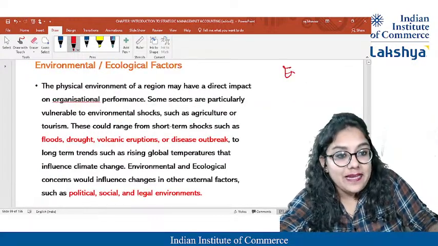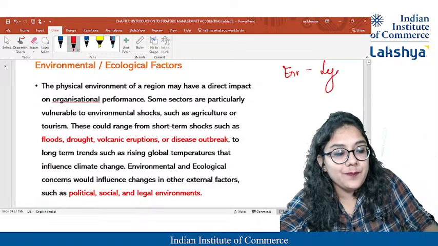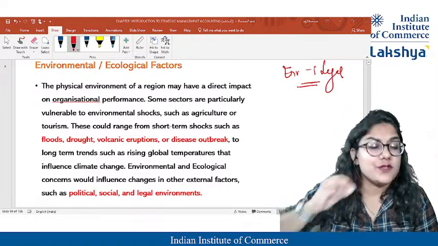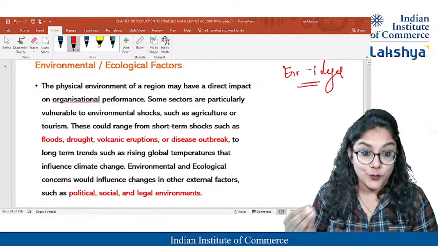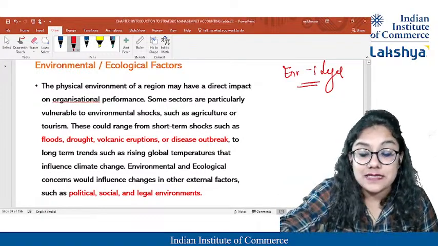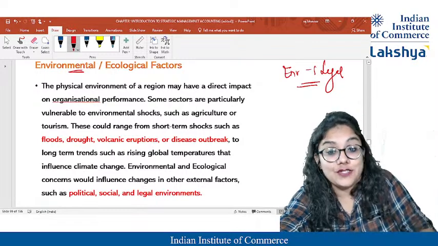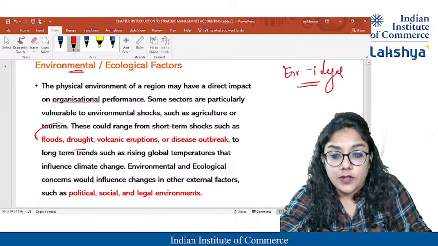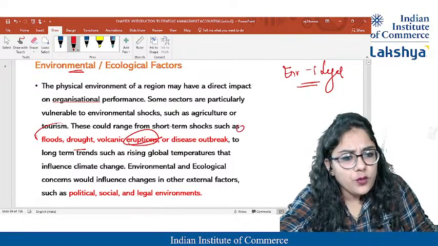Then the remaining ones are environment plus legal. Whatever decisions about the company I am going to take, I cannot ignore environmental changes, whether because of drought, volcanic eruption, or COVID and so on.